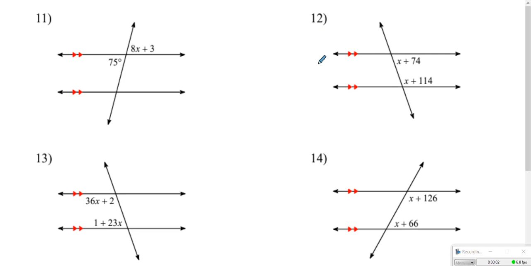Geometry Chapter 2, extra practice worksheet for Mr. Harmless, and we're on page 2, or the back side of that page, of the 2-7 extra practice.